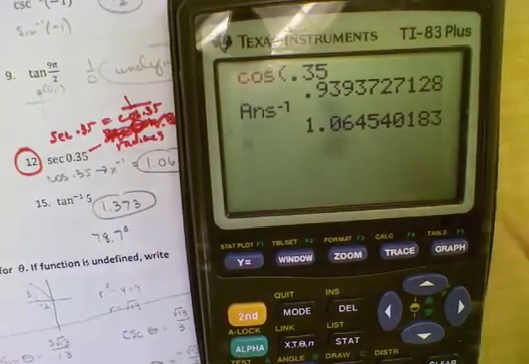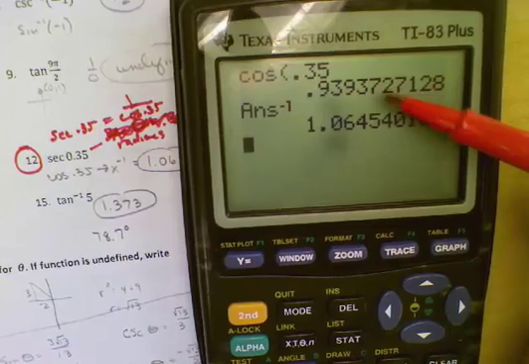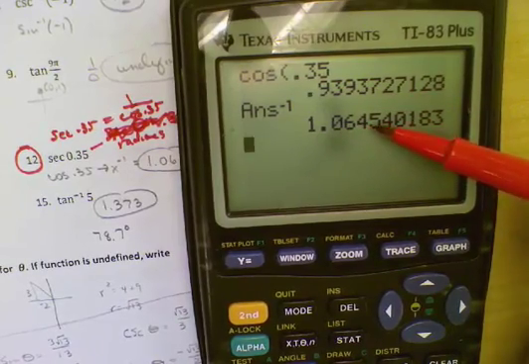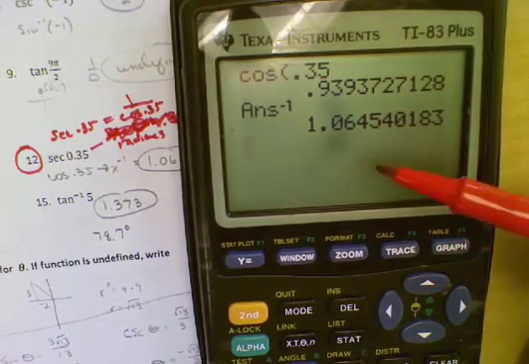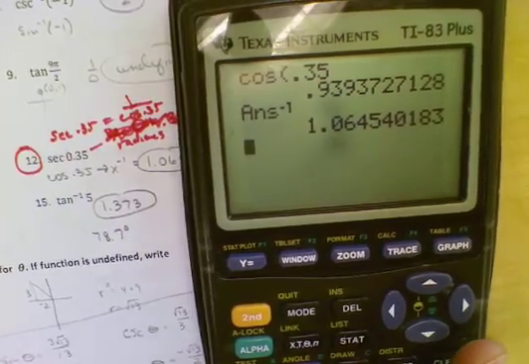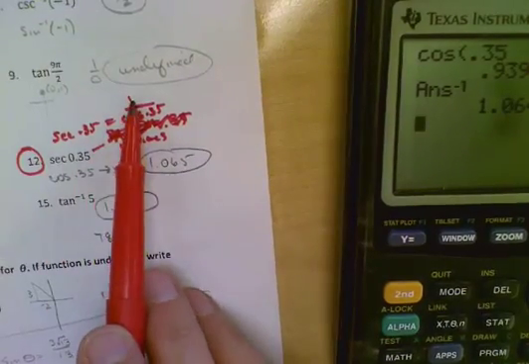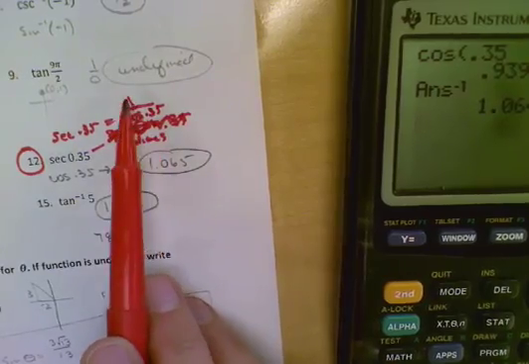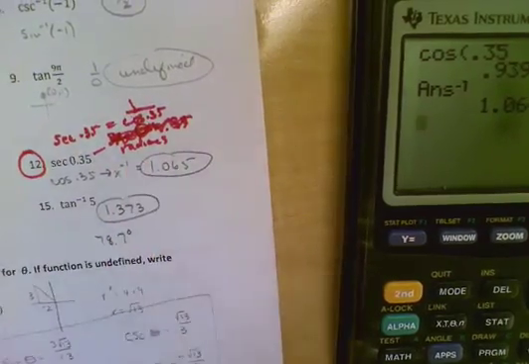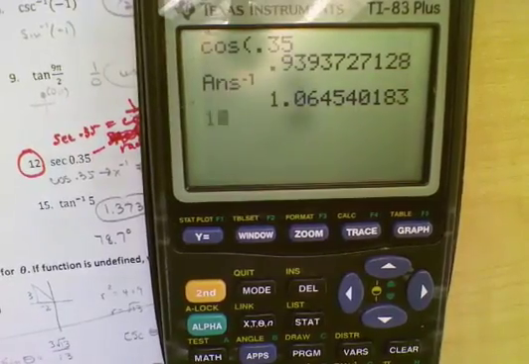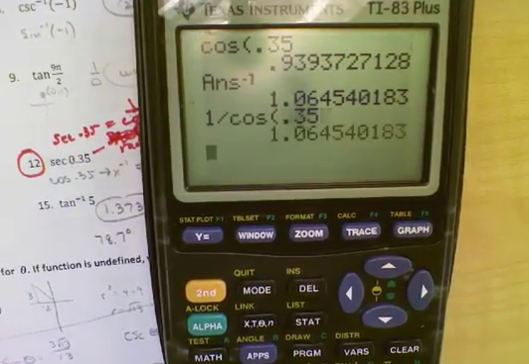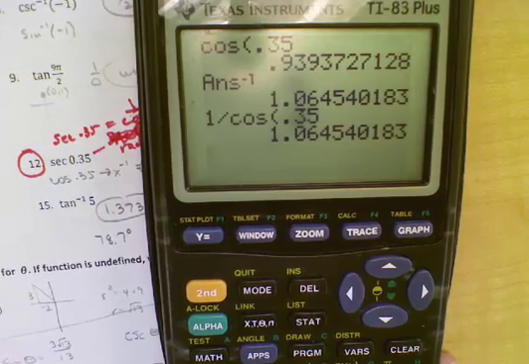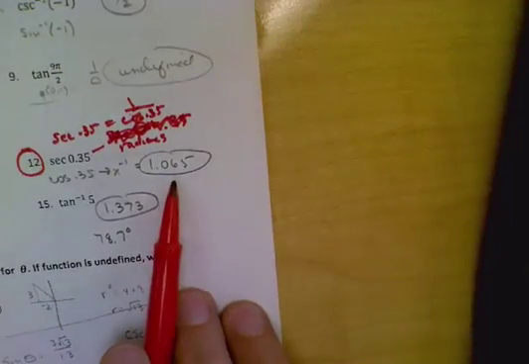So 1 divided by 0.93937 is equal to 1.0645. Okay, so again, what did I do? I knew that I was looking for the secant of an angle. That's equivalent to 1 over the cosine of that same angle. So you either can take 1 divided by the cosine, so you could have typed in 1 divided by cosine of 0.35, you get the same answer. I took the cosine of 0.35 and then took the reciprocal of that. So 1.064 or 065. Okay, so that's using the reciprocal buttons.